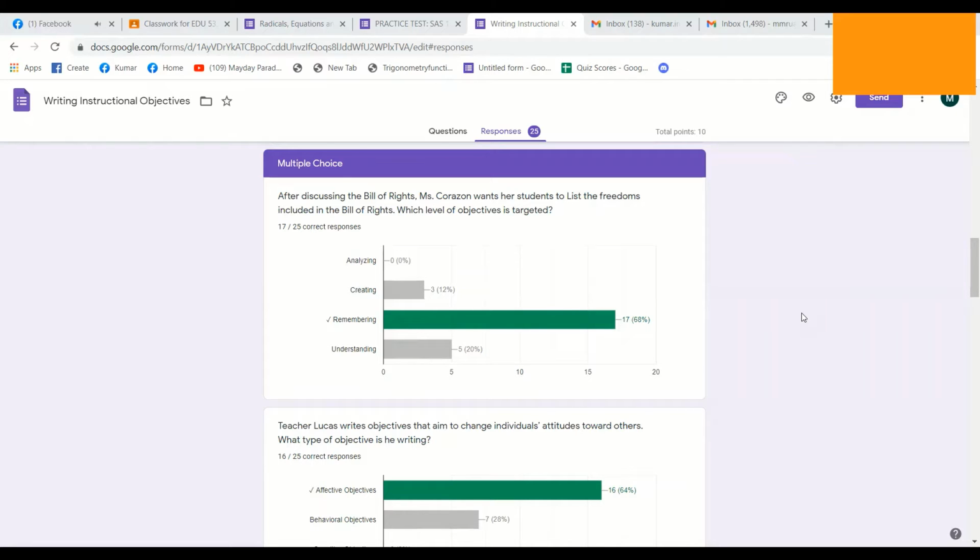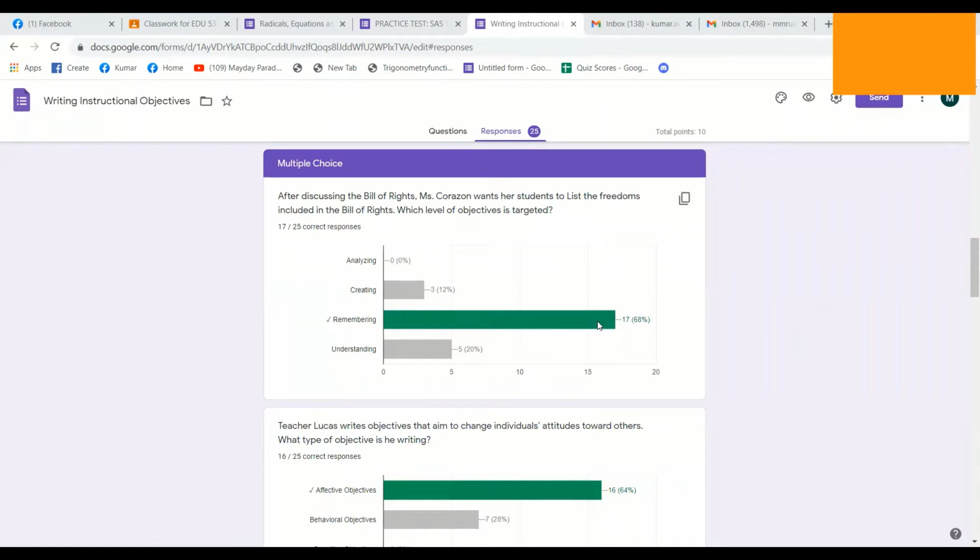After discussing the Bill of Rights, Ms. Corsa wants her students to list the freedoms included in the Bill of Rights. Which level of objectives is targeted? So here you are just simply asked to list the freedoms. It's more of a factual recall. So therefore, that belongs to knowledge or remembering level. So the best answer for that is remembering.